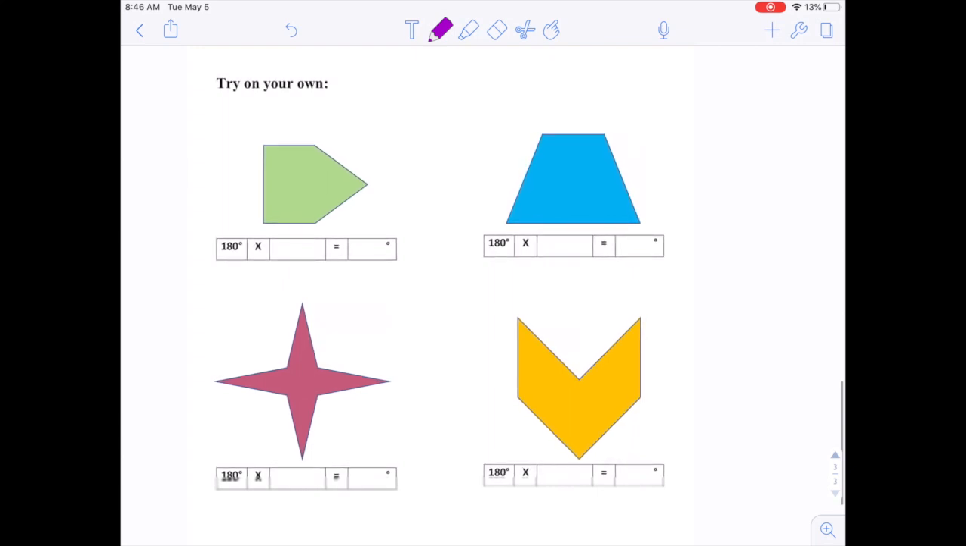Now you can try these ones on your own and check back to my answers to see if you got the same answer. They're a little more challenging, so go ahead and try it on your own. See what you get.